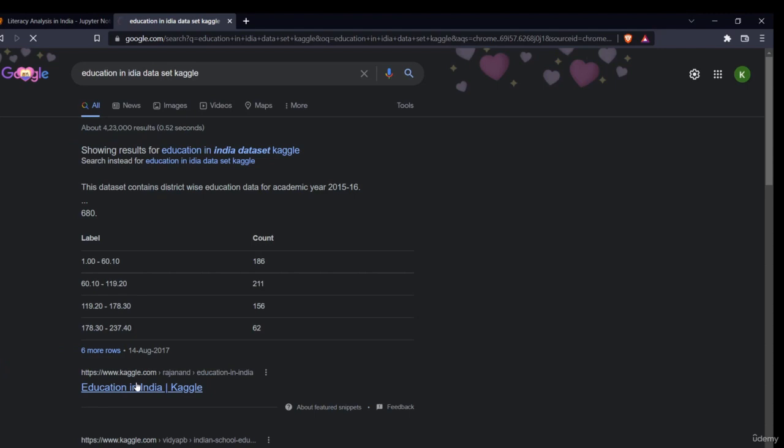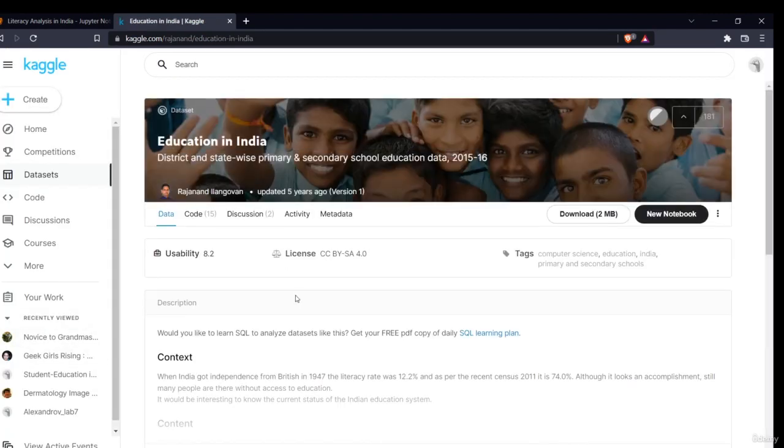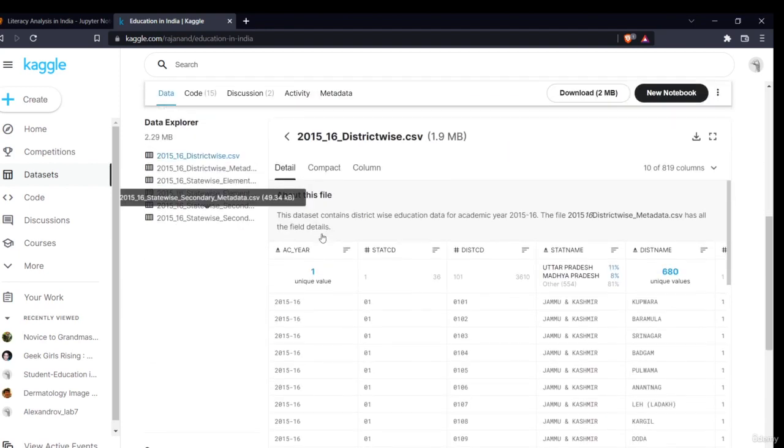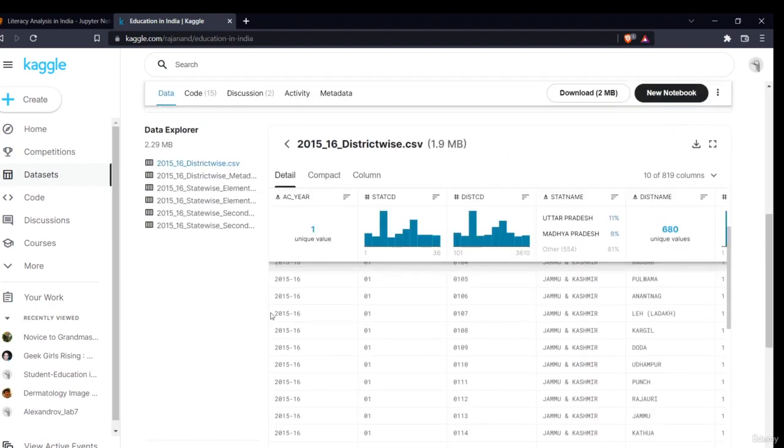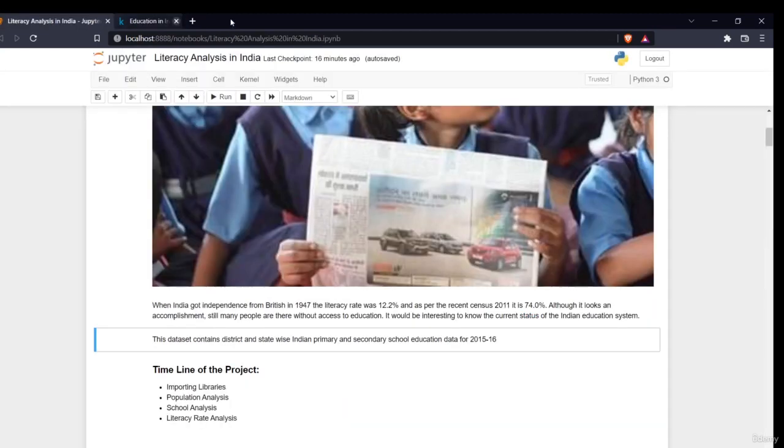So education in India, this is the dataset. This is the dataset which I have taken. See, this is the dataset. So this is where I have taken the dataset from. Now what you can do, I'll be providing you the dataset, no need to go there.